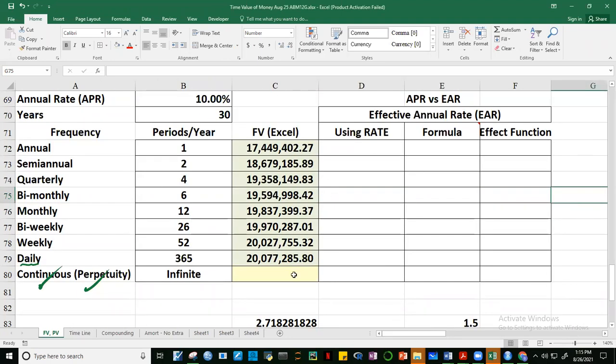Now, ang question, guys, paano pag infinite compounding? Ang tawag dyan, guys, continuous compounding, or it's called perpetuity. Hindi naman natin pwede i-copy yung formula kasi infinite. And by the way, guys, notice, kung daily compounding, ang laki ng difference kaysa annual, ano?